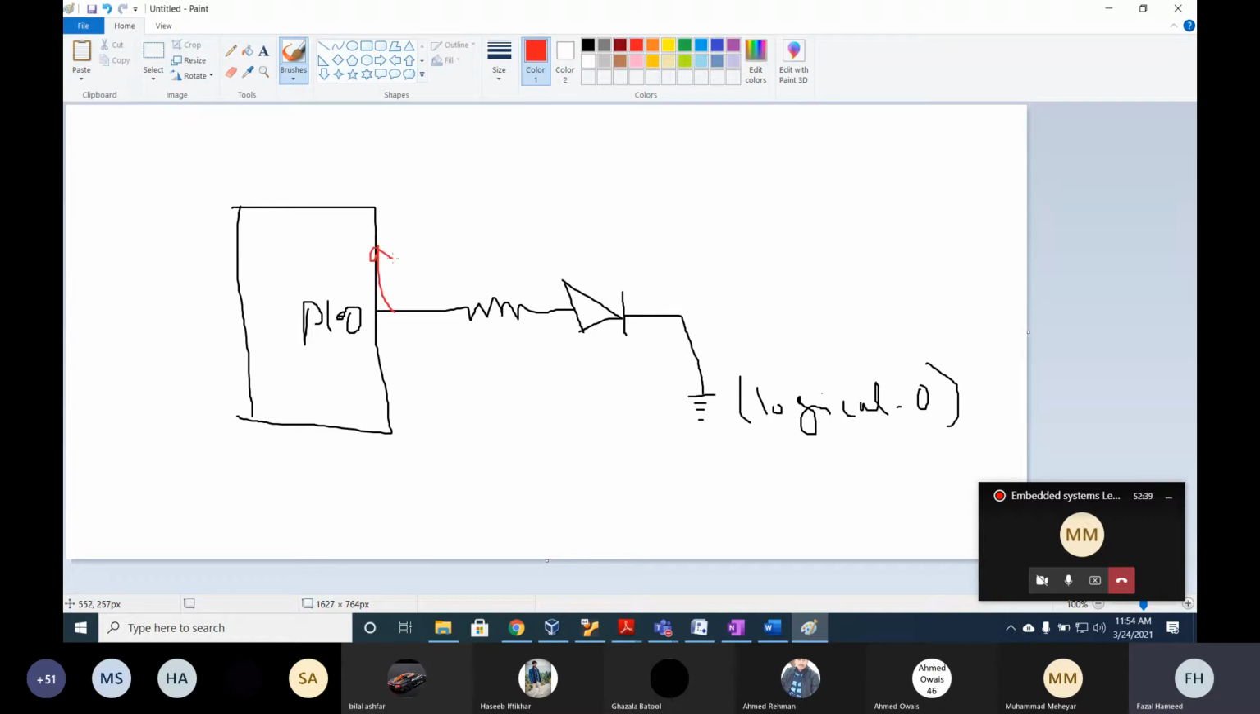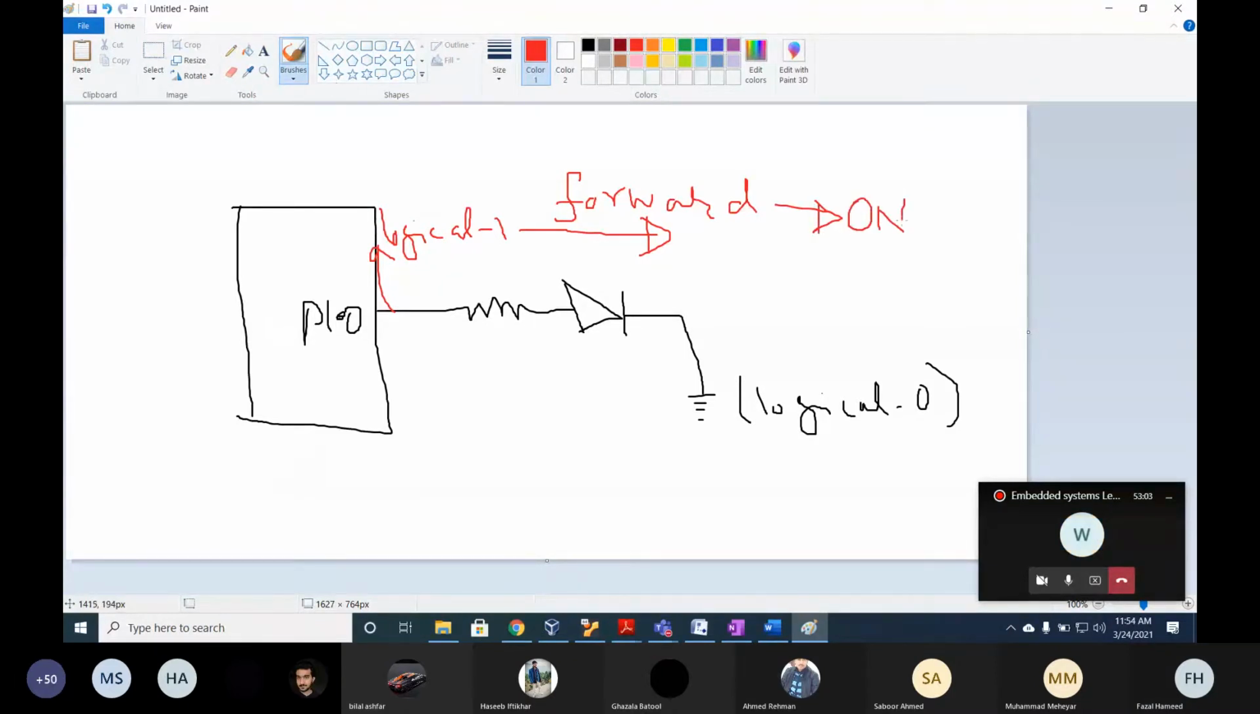Okay, this P1.0 is logical 1. It will be forward bias or reverse bias? Forward. Forward bias. So when it is a forward bias, the LED will be on or off? On. Because a potential is created. A potential difference is created. LED will be forward bias and LED will be on.